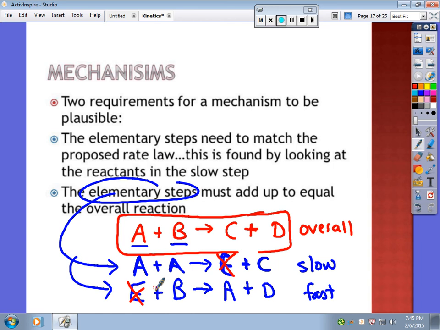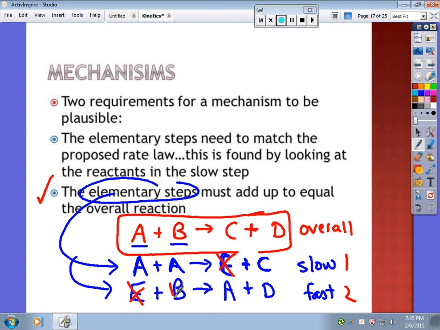Now, what's the first step? The first requirement, or one requirement, is that elementary steps must add up to equal the overall reaction. These are the baby steps. Step 1 and step 2, elementary steps, slow and fast. Do they add up to equal the overall reaction?